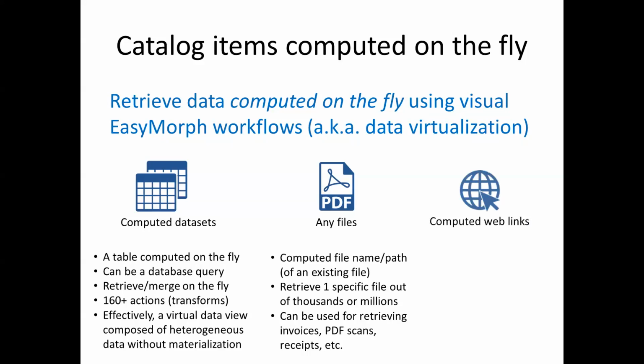And finally, web links can be computed too. In this case, the URLs can be computed on the fly, again, with EasyMorph workflows, which means that you can dynamically specify things like URL parameters, or hosts, or whatever URL parts can be computed. In this way, for instance, you can use an EasyMorph workflow with parameters to generate a link and pass these parameters to a Power BI report through the URL. So that's possible too.